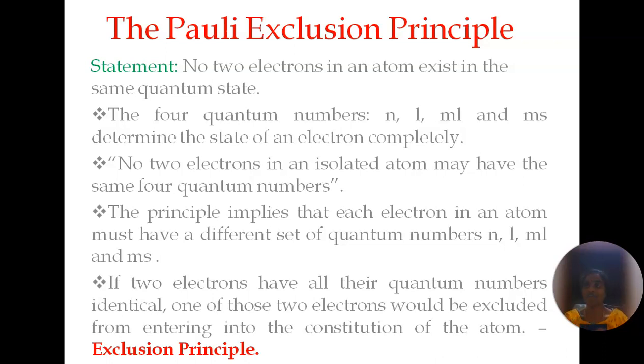With all this vector atom model, Pauli's exclusion principle was started. So what is his statement? No 2 electrons in an atom can exist with the same set of quantum numbers.